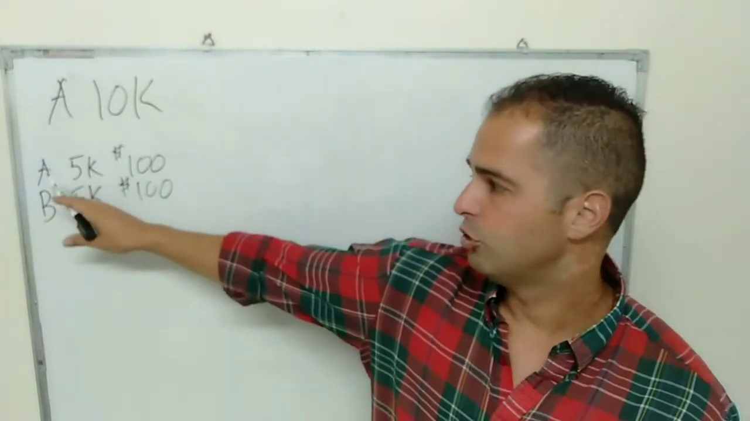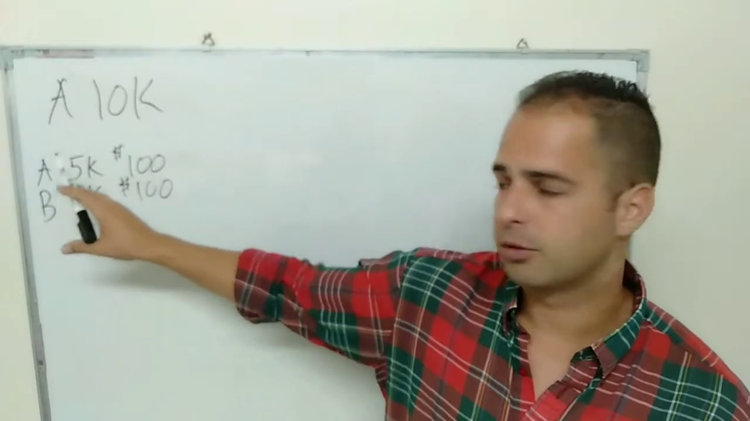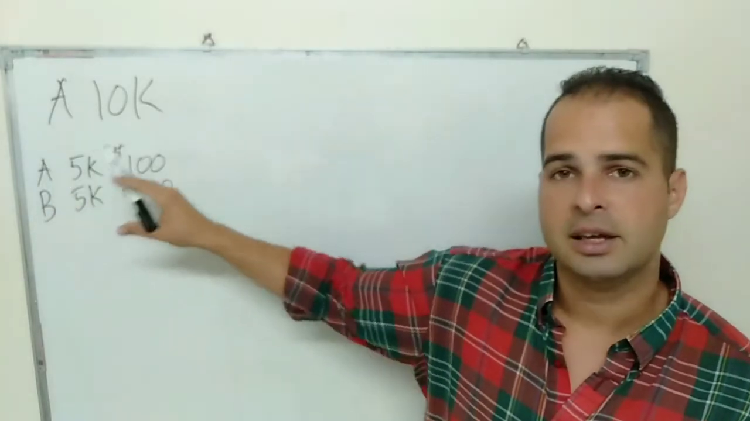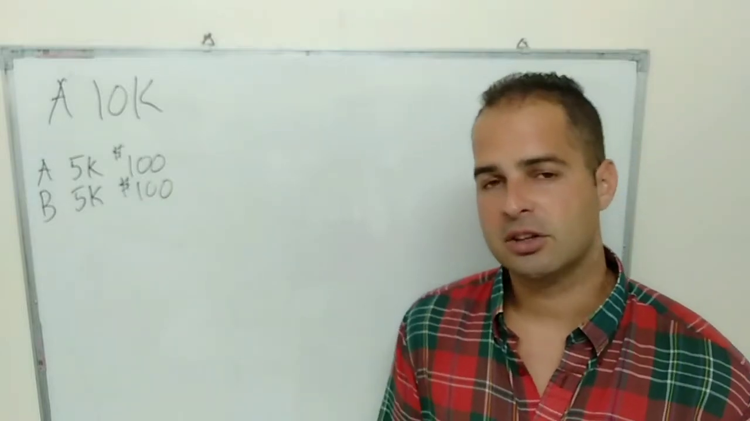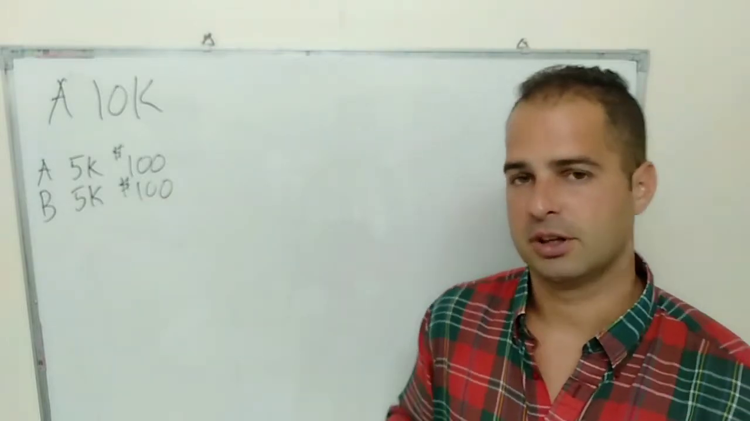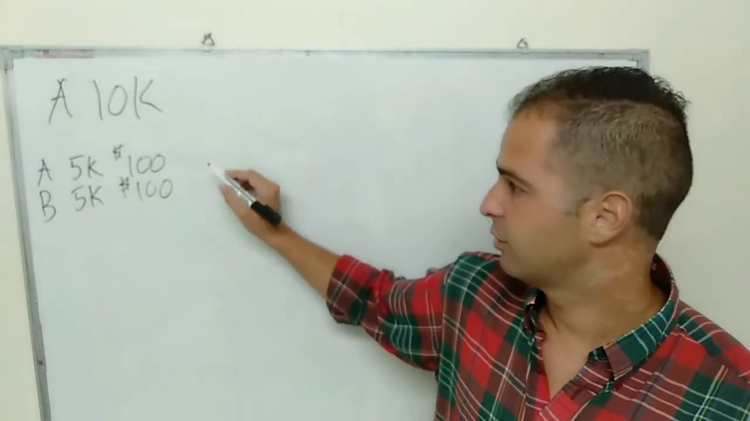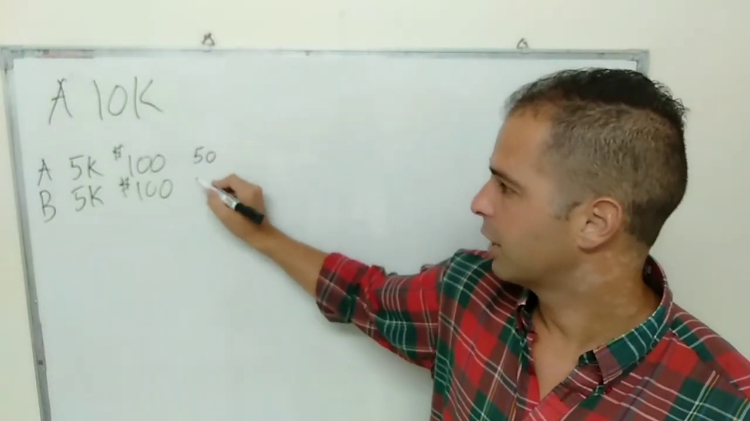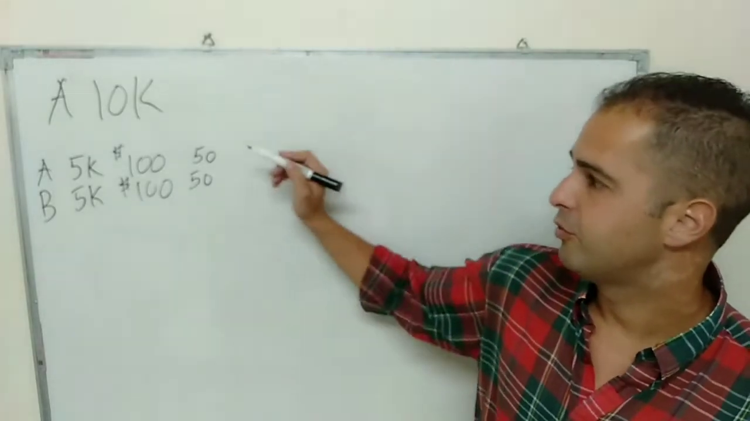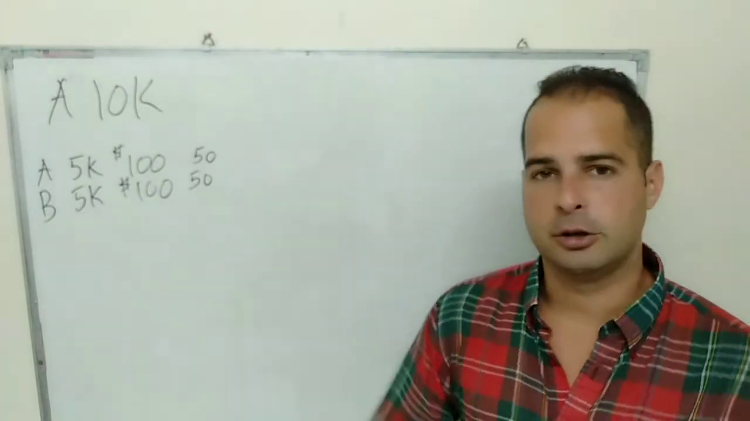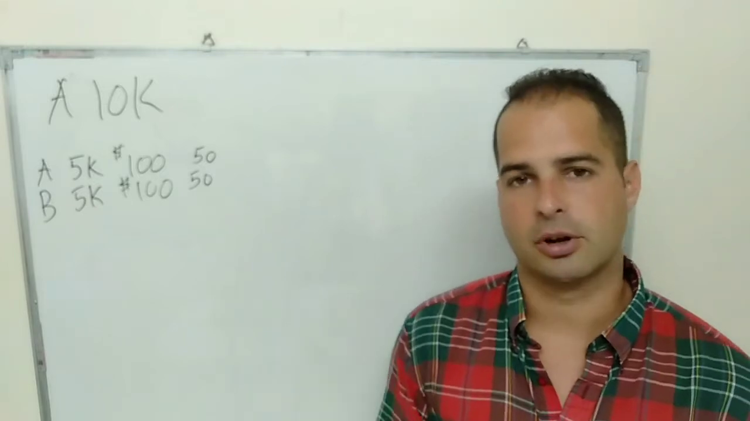How many stocks would you get from stock A if you bought $5,000 worth at $100? Your answer should be 50. 50 times 100 is 5K. Okay? Same thing with stock B, because they're the same exact price. So you bought 50 of A and 50 of B, and you spent your entire $10,000.